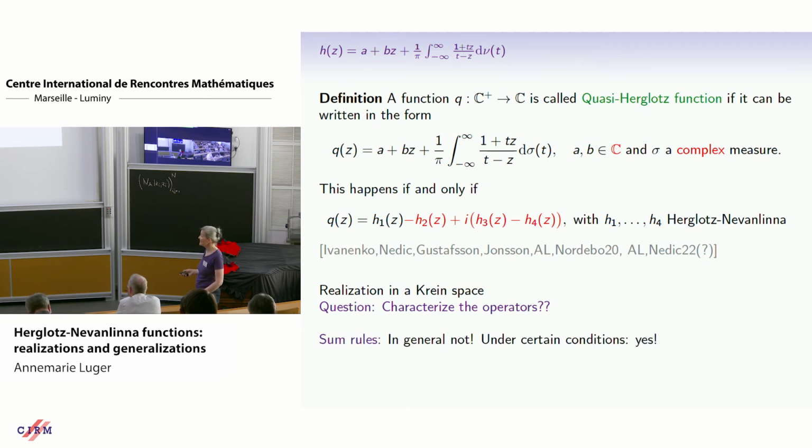Do the sum rules hold? In general, no. So we have looked at exactly this function here. This is a quasi-Herglotz function. And for this one, the sum rule doesn't hold. Already the first part doesn't hold. The asymptotic expansion exists, but the integral doesn't exist. But under certain conditions, you can say yes. Namely, if, in some sense, the singularities of the functions that are involved are separated, let's put it that way.